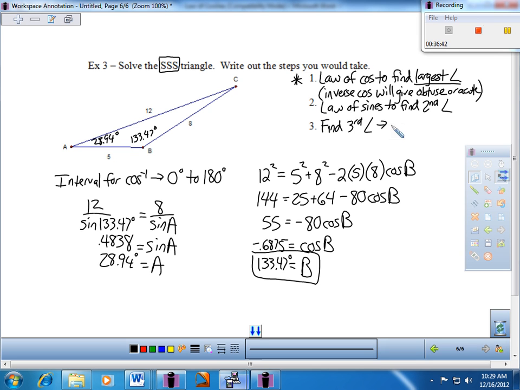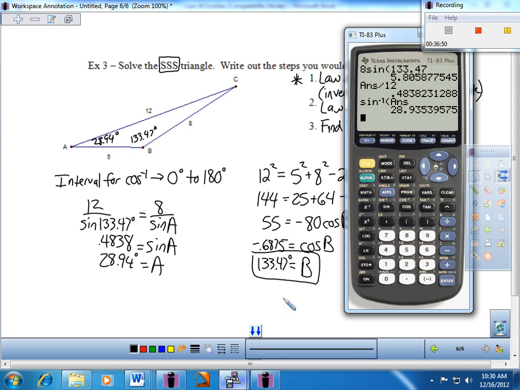You could theoretically do law of sines, but obviously, guys, they just add to 180. So I don't have this piece on my paper, so I'm just going to go ahead and do that up here. Let's see. So 180 minus, and what did we say, 133.47. Added on top of that, the 28.94. Make sure I have it all typed in correctly, and there it is. I think there's your winner. And so angle C is 17.6.